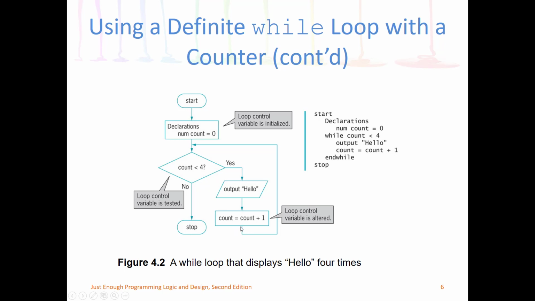Right? 1 plus 1 is 2. So it comes back up here. You see how we're incrementing that? It has to be changed so that at some point this is false. Otherwise, you have an infinite loop.